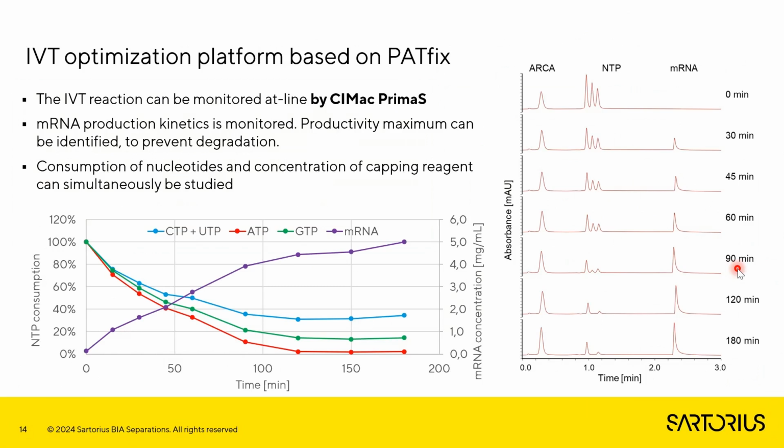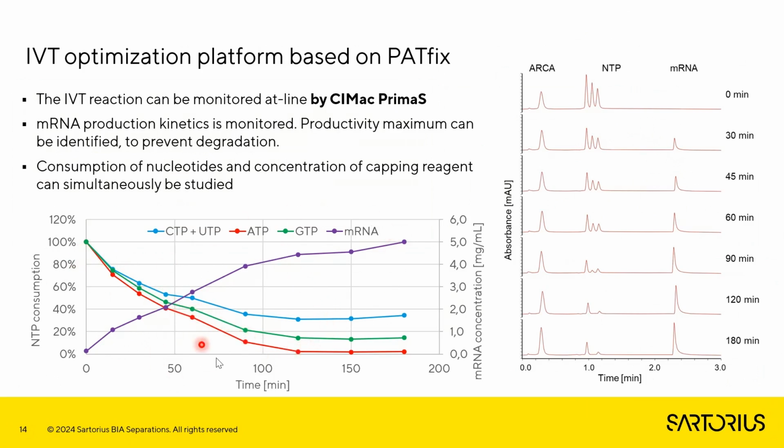IVT reaction, as we said, combines NTPs into mRNA chain. And if we have good resolution between mRNA and NTPs, then we can monitor the reaction in near real time. If it takes 3 minutes to read off these concentrations, then with a 3-minute lag, we can see what's going on in the reaction. So this is a typical IVT reaction. mRNA is being produced whilst NTPs get consumed.